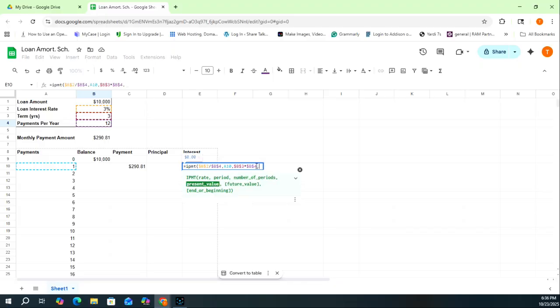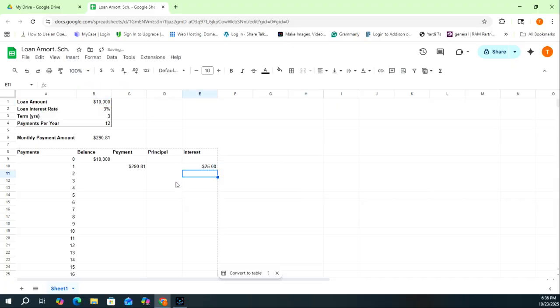Present value is going to be the amount of the loan. So it's going to be negative B1. Lock that in place. By default, the future value and the end or beginning is just going to be 0 for this example. And that's going to be the amount of interest we're going to pay. And now the principal is just the payment, C10, minus the interest, E10. That's our payment. For the balance is going to be our starting balance of $10,000 minus our principal.